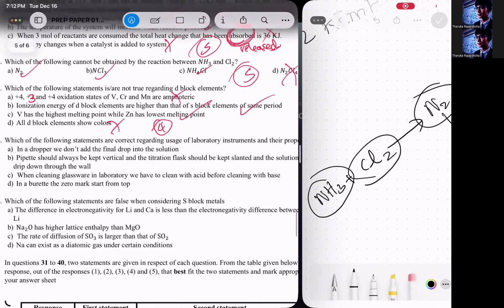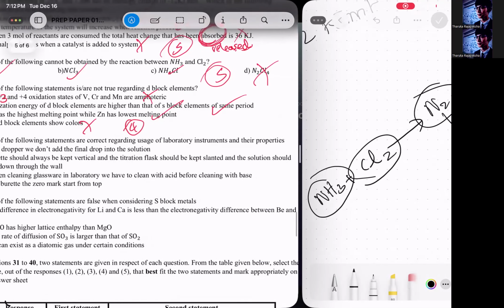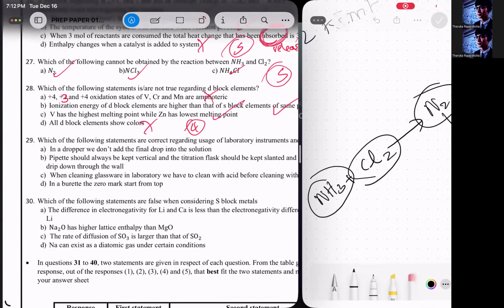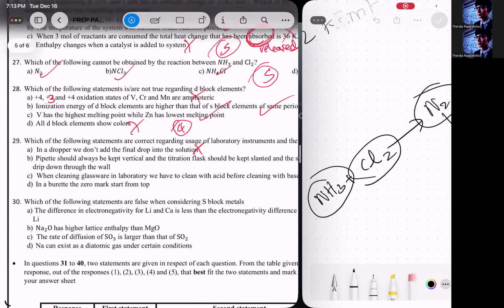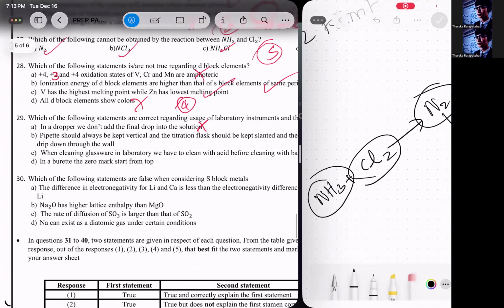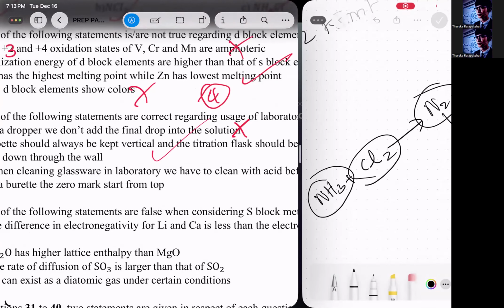Which of the following statements is correct regarding usage of laboratory equipment and their properties? People, in a dropper, we don't add a final drop of the solution. No, people, not in a dropper actually. We use it for the pipette. In the pipette, we don't add the final drop of the solution. It's not for a dropper, of course. The pipette should always be kept vertical and the titration flask should be tilted and the solution should drip down through the wall. That's correct. People are going to learn this in chemical calculation, the experimental part.